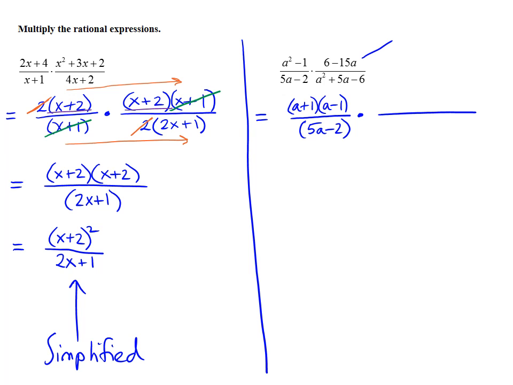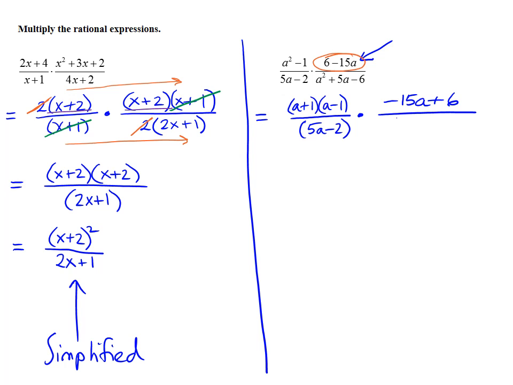My second numerator is written a little differently. It is not in descending order. Do you see how the 15a comes after the 6? Remember, the hint when you don't have it in descending order is that there may be a negative factor involved. So I'm going to rewrite that as negative 15a plus 6. And in my next line, I'm going to factor out a negative factor.